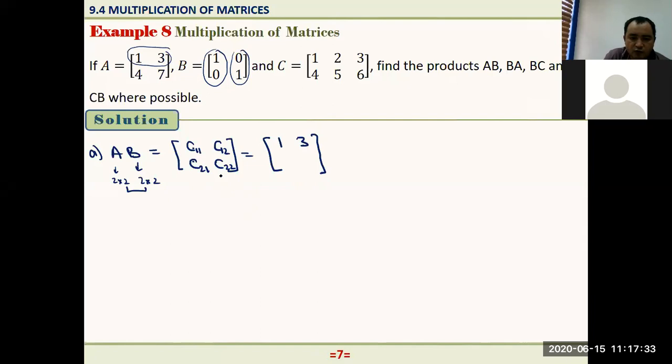Now C sub 2, 1. That is second row by the first column. 4 times 1, 4, 7 times 0, 0. The sum is 4. And C sub 2, 2. So that is second row by the second column, 4 times 0, 0, 7 times 1, that is 7.